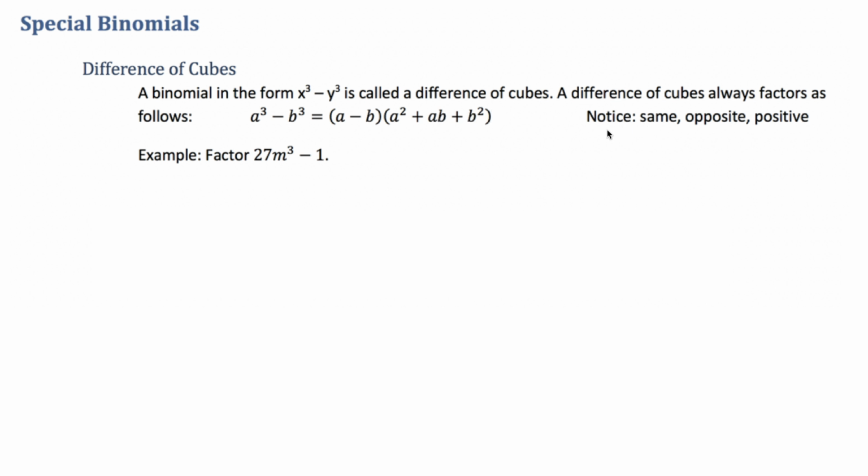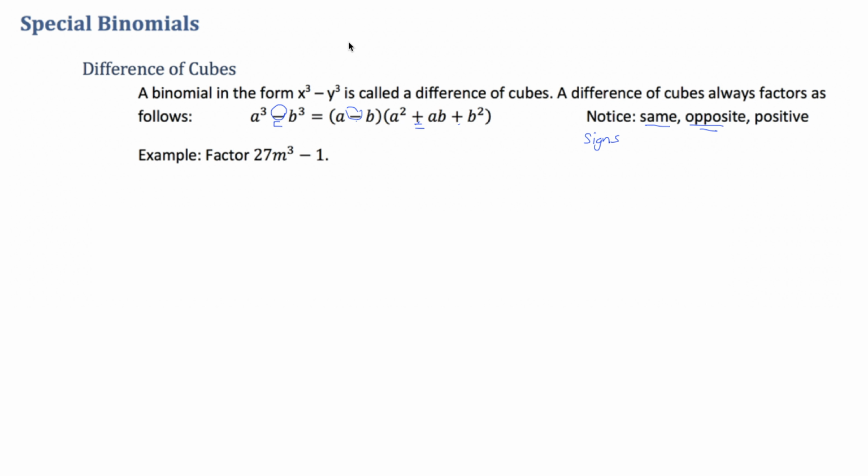Notice this is dealing with the signs that we write. There are 3 signs here, 1, 2, 3, and the way we can remember those, and because we're going to have a sum of cubes next and this same idea is going to hold, is same, opposite, positive. We say same because this sign is the same as this sign. Next we say opposite because this sign is opposite of this sign. And last we say positive because the last one's positive. And that's what's going to happen when we have a sum of cubes also. So let's look at this.